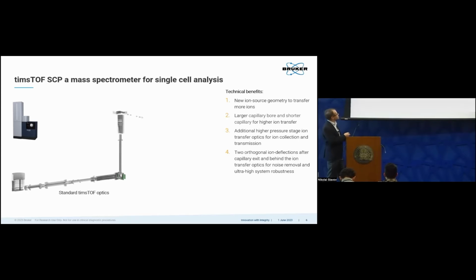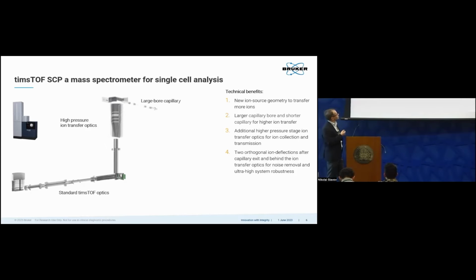But what we've done is to add extra optics at the front here. And so this really represents a new ion source, right? With the ability to transmit more ions in the beginning, right? So basically what we've done here is to increase the internal diameter of the transfer capillary, right? So a much larger bore capillary here. So we've gone from 0.6 to 1 millimeter here.